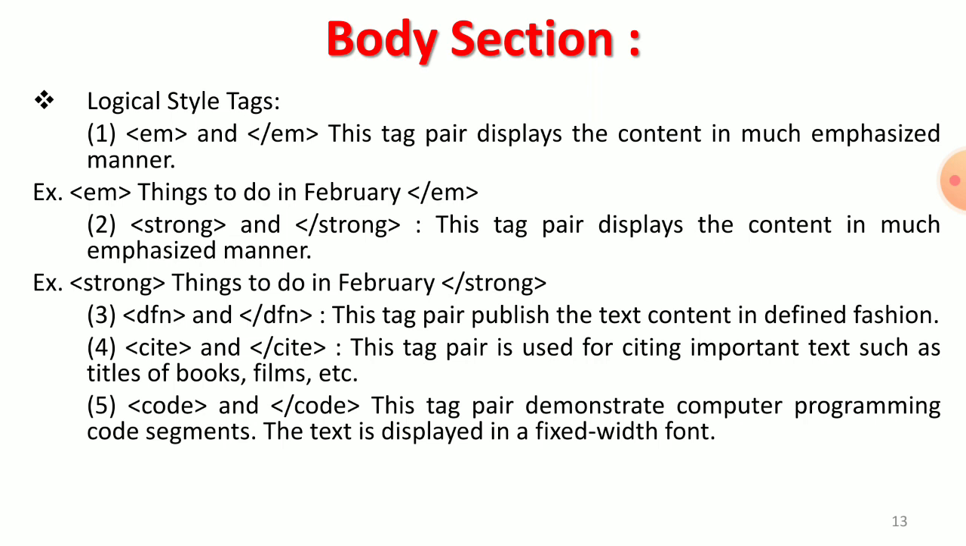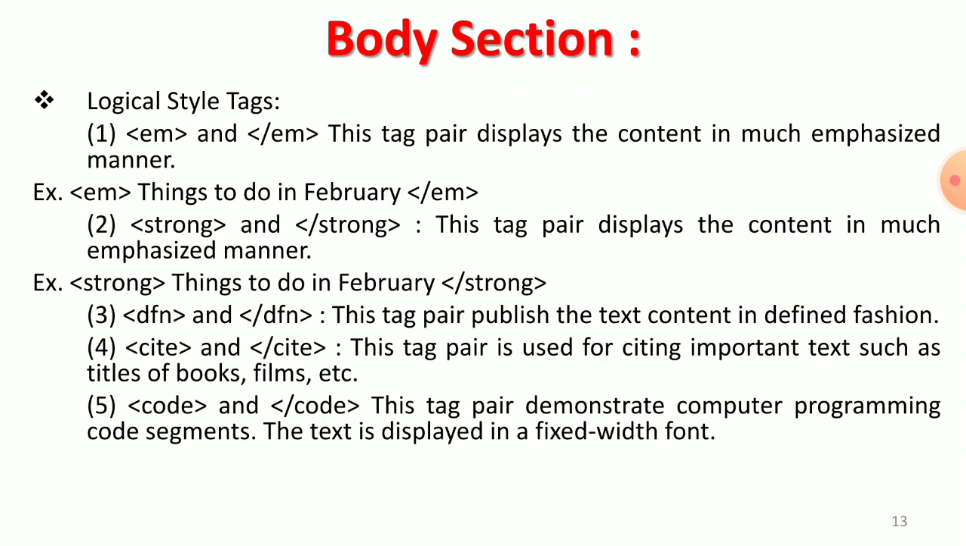And the fifth is code and slash code. This tag pair demonstrates computer programming code segments, and the text is displayed in a fixed width font. That is the code and slash code text.